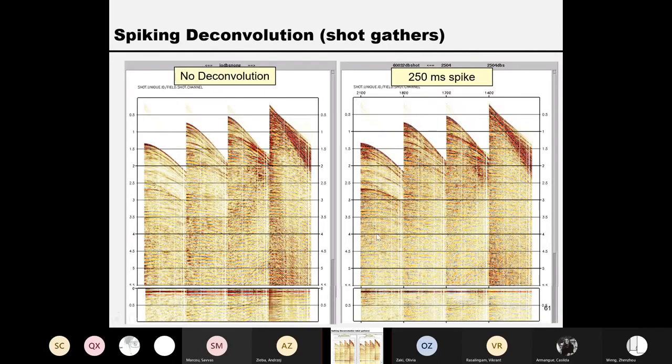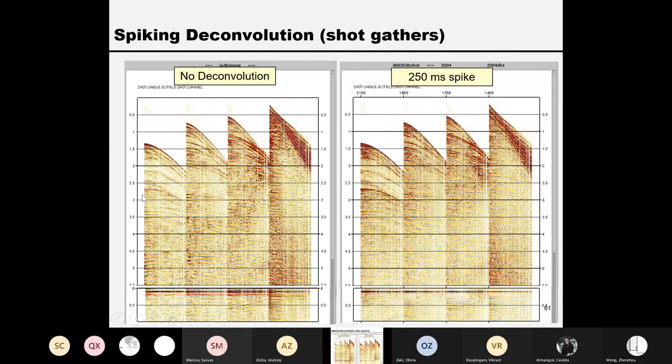Let me show you some examples. Remember, there's one assumption here. We assume the acquisition geometry is 1D, which means we ignore source receiver distance, right? So this method may fail if the source receiver distance cannot be ignored, right? Nevertheless, let's see how it works.